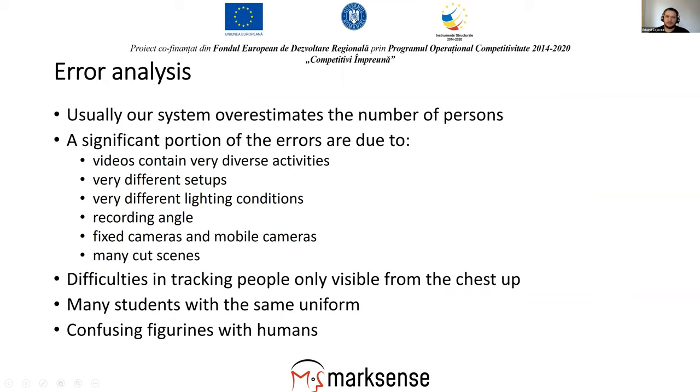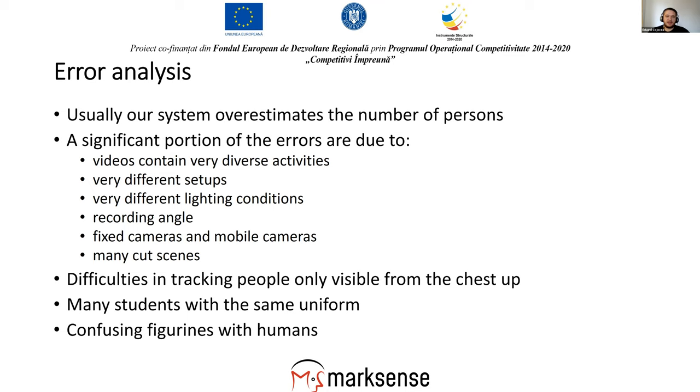So as we told you, the method tended to overestimate the number of persons, and many errors are due to the fact that the videos are very, very different from each other, in very different setups and lighting conditions. Some cameras are fixed, some cameras are mobile. And the biggest factor is the presence of many cutscenes, which induce abrupt discontinuities in the video stream.